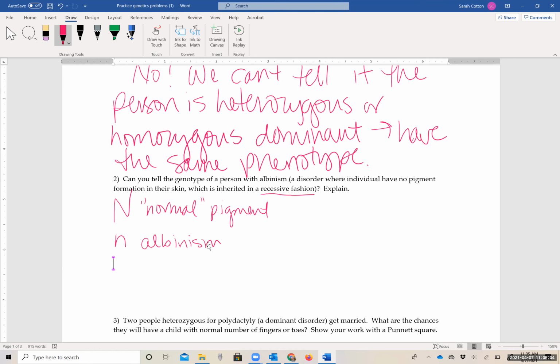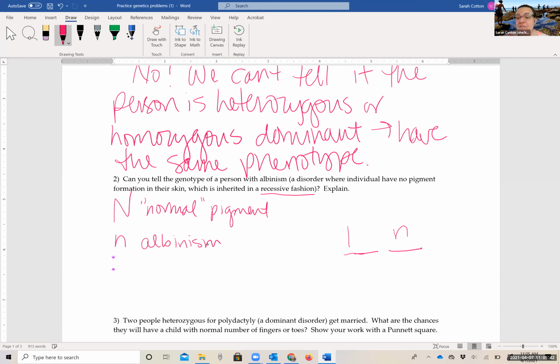I don't think so. How would you be able to? Okay, so little n is albinism. Remember that when we're talking about these dominant and recessive disorders, and genetics in general, everybody has two alleles. Actually, I'm going to do it this way. We know if they're albino, they've got a little n.